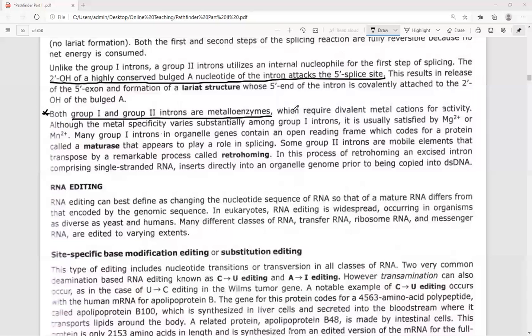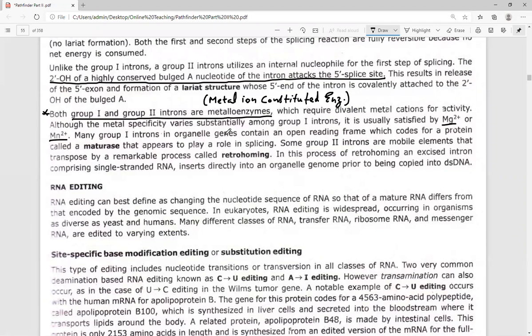Metalloenzymes are the enzymes that have a metal ion present within their active site. Metalloenzyme means metal ion constituted enzymes. So these are metalloenzymes. They have a metal ion present on them, and require divalent metal ions for activity. Although the metal specificity varies among group 1 introns, it is usually satisfied by magnesium ion and manganese ion. So metalloenzymes function with magnesium and manganese ions.